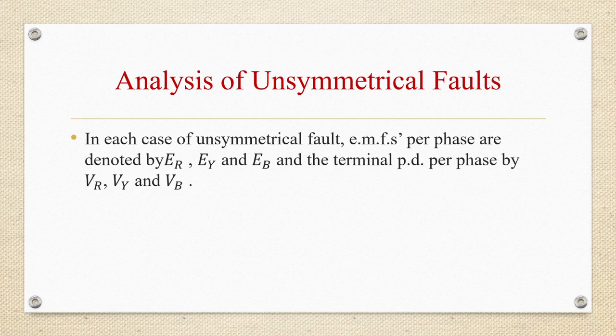In each case of unsymmetrical fault, the EMFs per phase will be denoted as ER, EY and EB, that is E suffix R, E suffix Y and E suffix B. These are the unsymmetrical fault EMFs corresponding to the RYB phases, and the terminal potential difference per phase is given as VR, VY and VB.